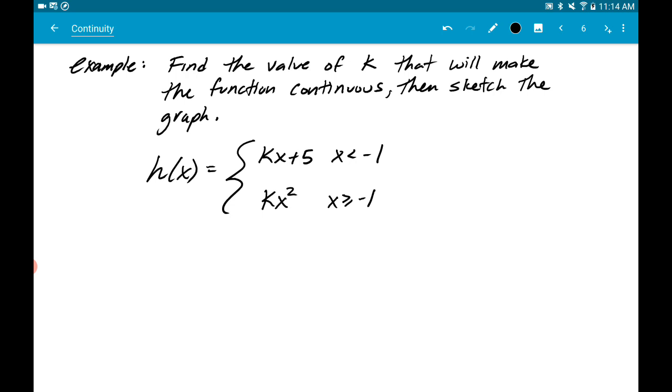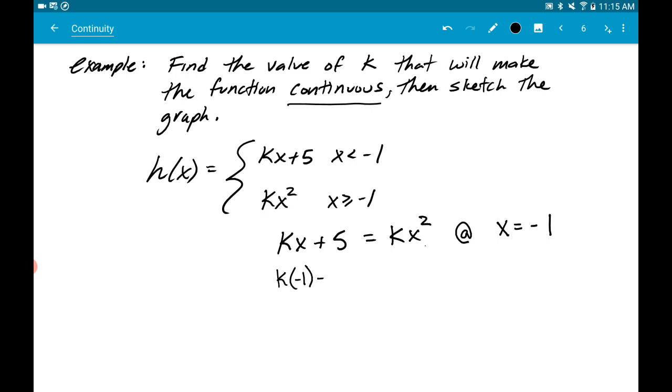So the idea here, if you want the solution and the spoiler, is I want to know when this piece is equal to this piece. If I want it to be continuous, these need to be equal at the point where the definition changes, right? That -1 is the most important point in this graph. So I want to know, when is this line equal to this parabola, and I want them to be equal. And so I really want to know what's happening when x is -1.